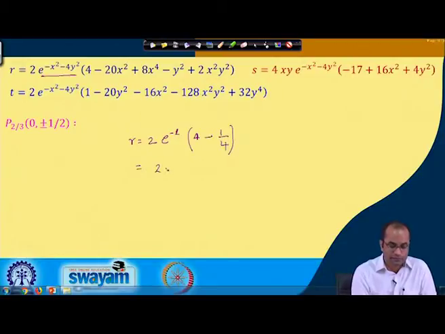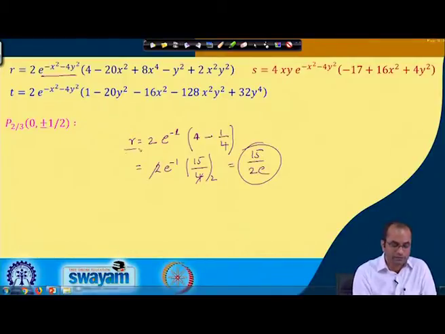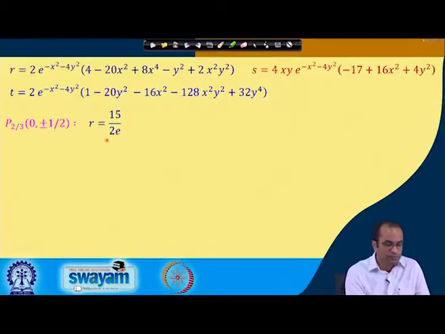So, what do we get here? E power minus 1, and then here 15 over this 4. So, this 2 also gets cancelled. So, we get 15 over 2 e. So, 15 over 2 e, that is the value of r at this point.